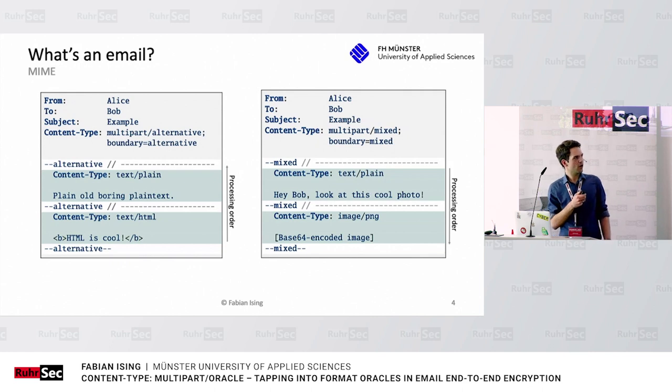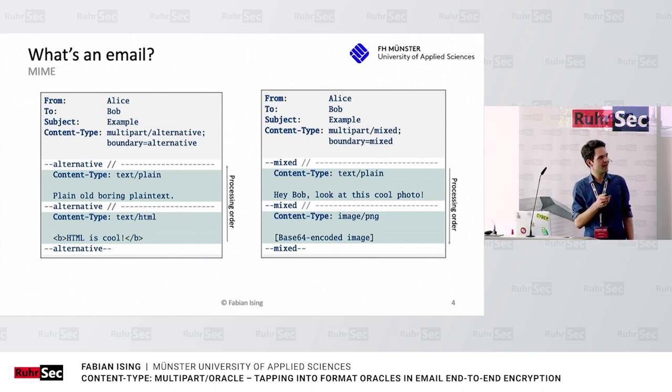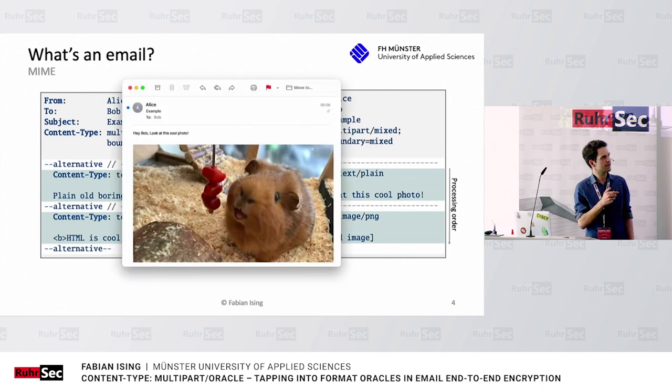Of course, it's not the only type of multipart message we will see. There are also so-called multipart mixed messages. Multipart mixed messages, again, are processed from the top to the bottom, so there's some confusion there, but still, this is a simple concatenation of messages. So you read that from top to bottom, you will have some plain text, in this case, hey Bob, look at my cool photo, and an actual photo. And this will look like this. I think it's customary to do an animal picture in these talks today.